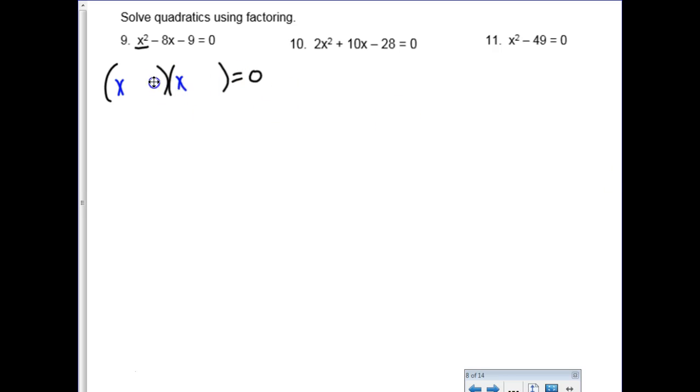So after you mess around with this problem for a while, you end up with negative 9 and a positive 1. Those are your factors. But because this original problem was an equation that wanted me to solve, you are not done.